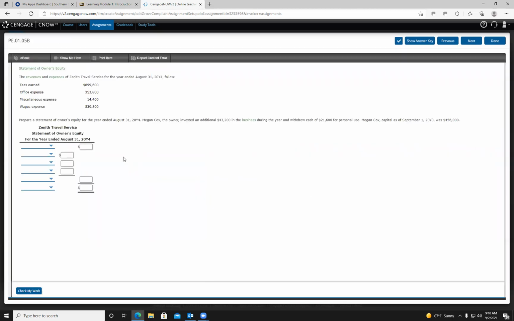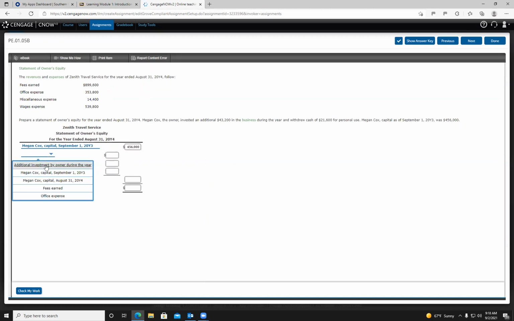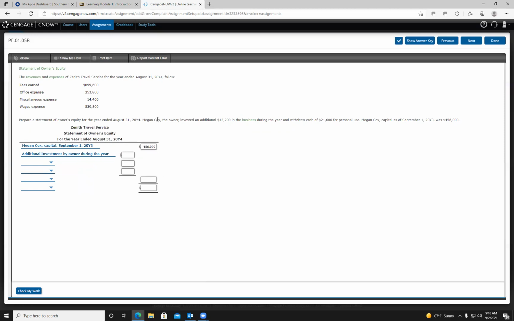So here's another statement of owner equity practice problem. So we're going to start out with putting in all the labels, and then we will plug in the numbers and do our calculations. So you always start out with the previous year's capital. All right. And the capital as of September 1st, 2003 was 456,000. Next, any additional investments. And it said here that Megan Cox invested an additional 43.2.